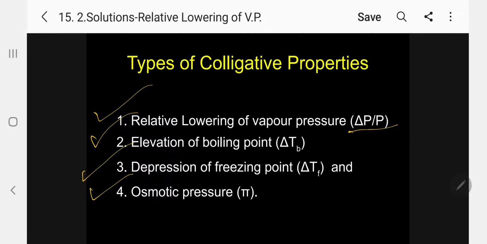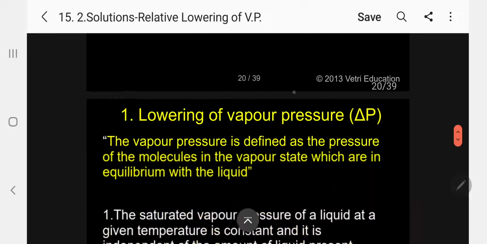Delta P, lowering of vapor pressure. Delta P by P, relative lowering of vapor pressure. Elevation of boiling point, delta TB. Depression of freezing point, delta TF. Osmotic pressure, pi. So first let me discuss relative lowering of vapor pressure.